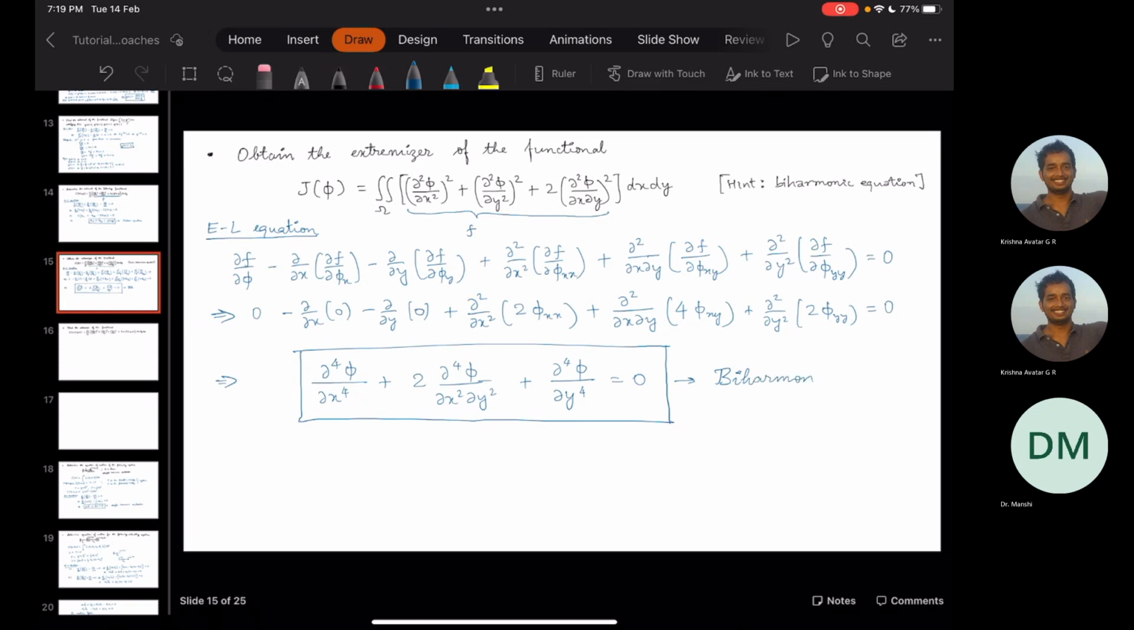This biharmonic equation comes in many forms. It's known by various names, especially in mechanics, say when we are dealing with plane stress and plane strain problems in solid mechanics.